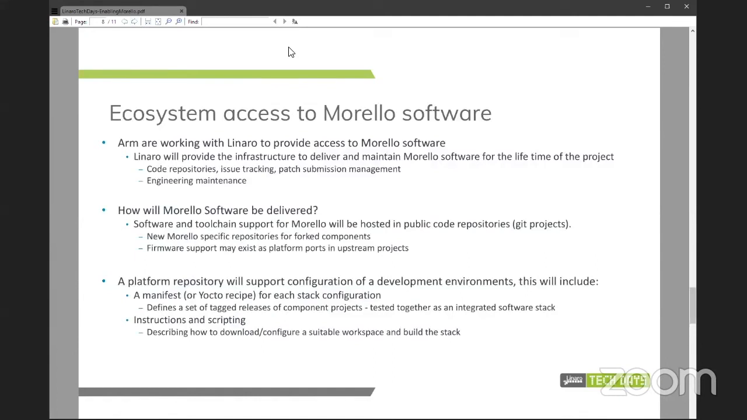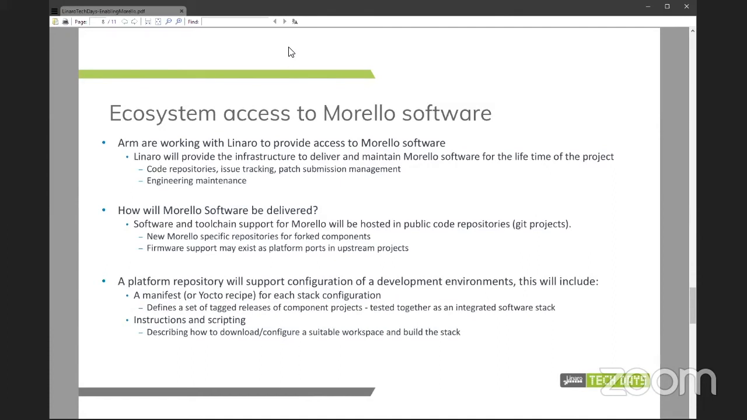So another part of the picture we want to talk about is how we'll provide Morello software to people. ARM are working with Linaro to do this, and the idea is that all the software will be available via open source projects, and that will work with Linaro to provide infrastructure to deliver and maintain the software for the life of the project.